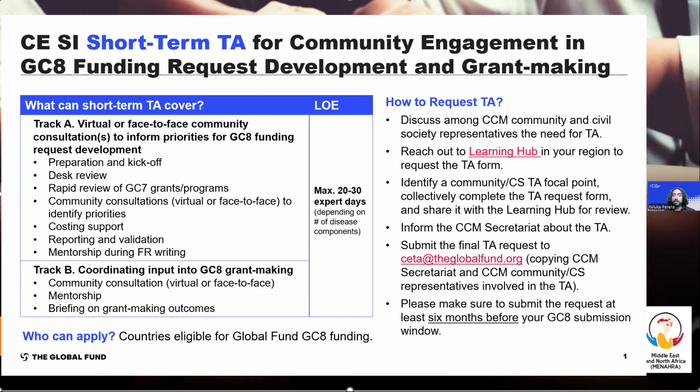We are not currently accepting applications for countries submitting in window 1 and 2, but we have the opportunity to look at potential applications for countries submitting in window 3 and in later submission windows. Please reach out to your respective Global Fund regional learning hubs in your region to get more information. They will be supporting you with the application process as well. And right after I finish my intervention, I will post the link to all the contact details of all the learning hubs.